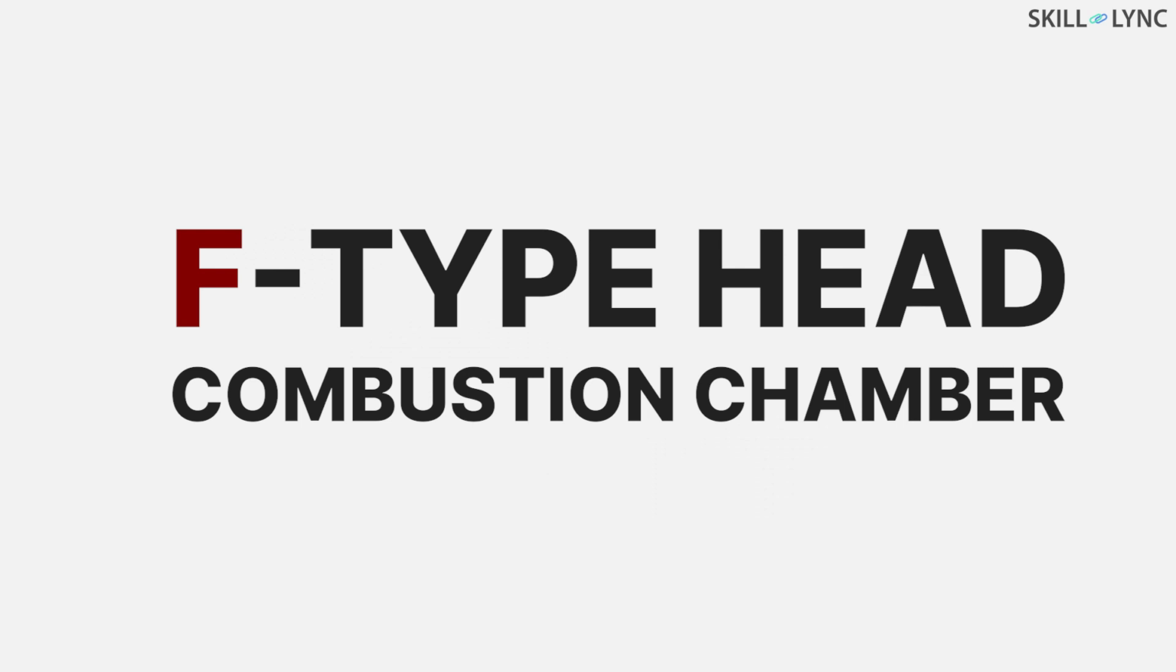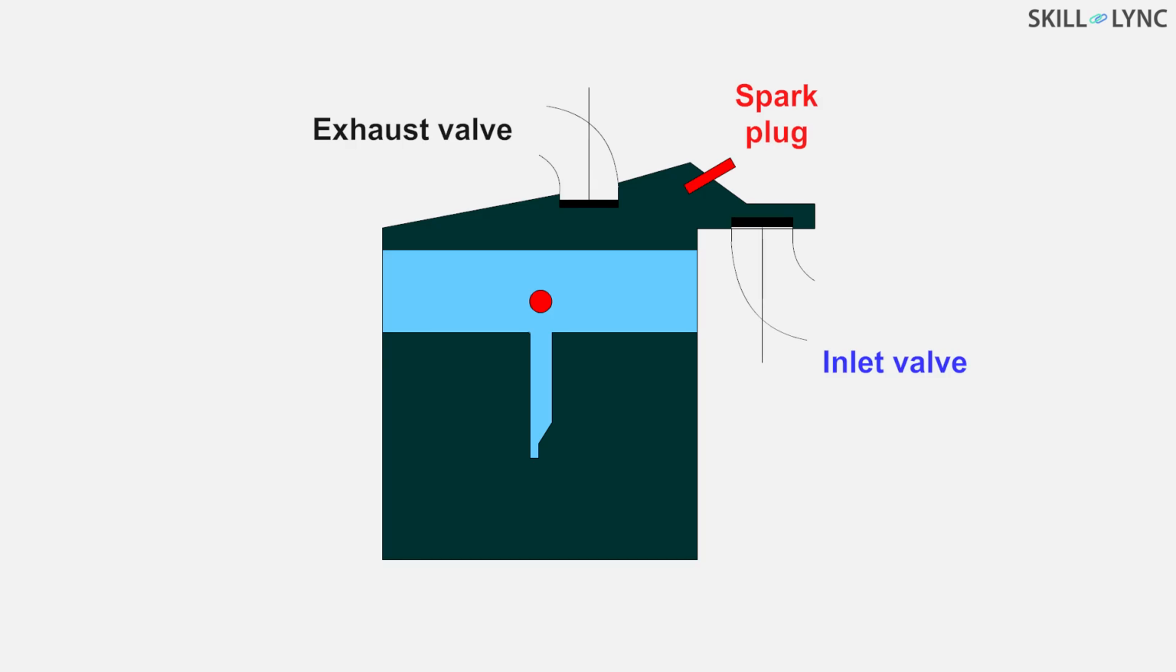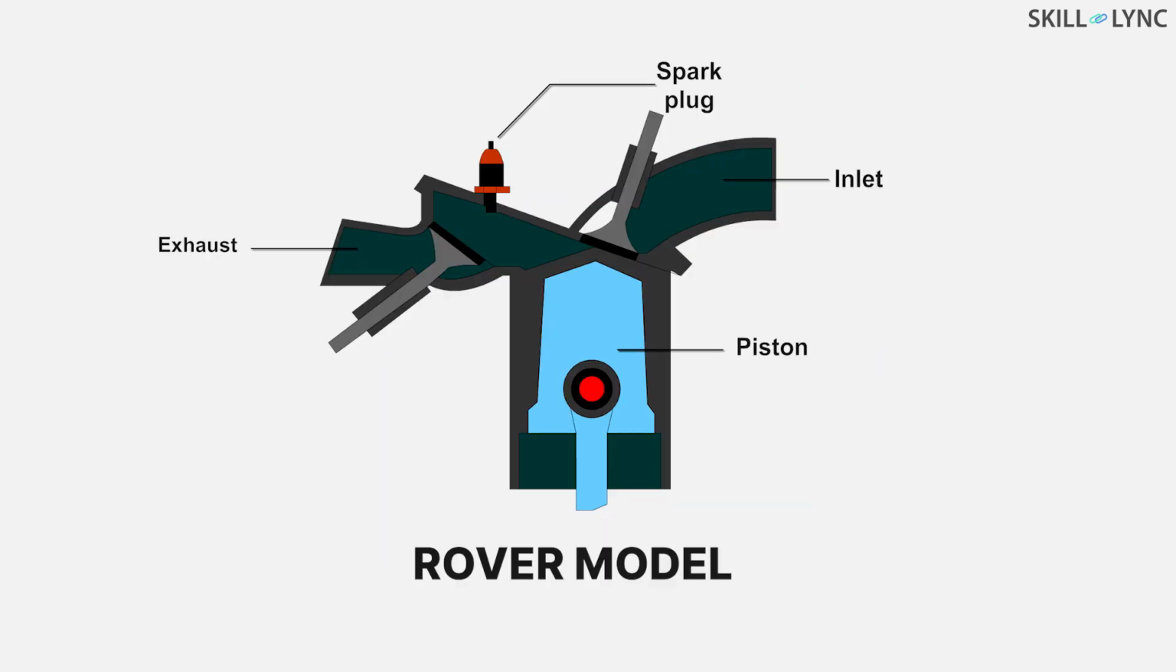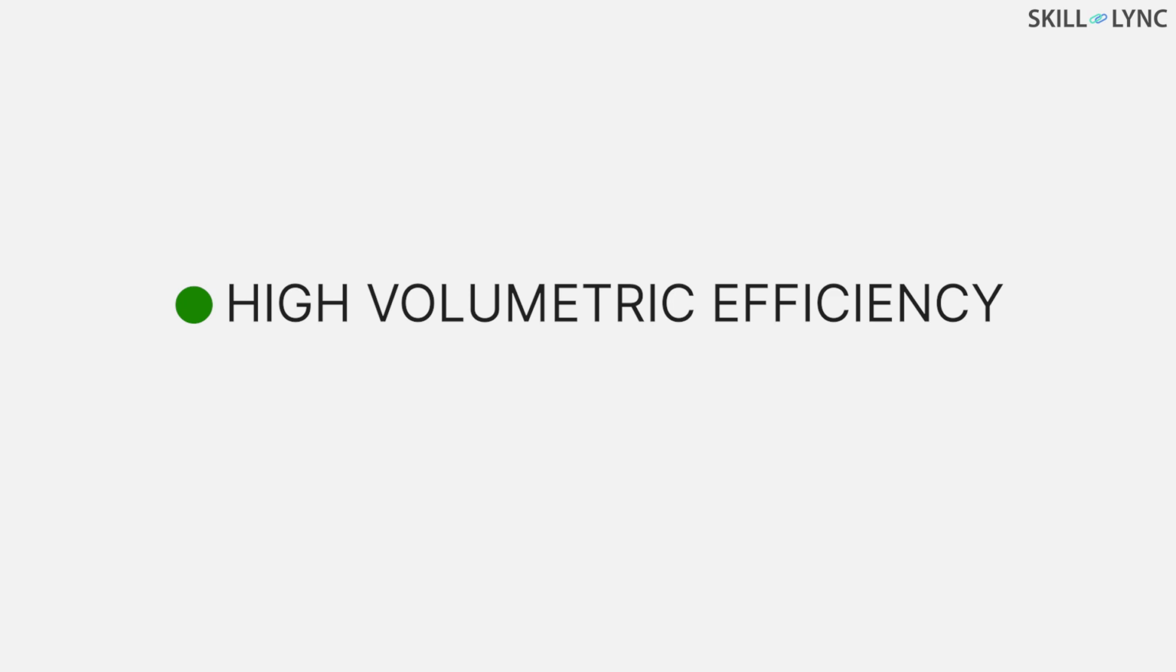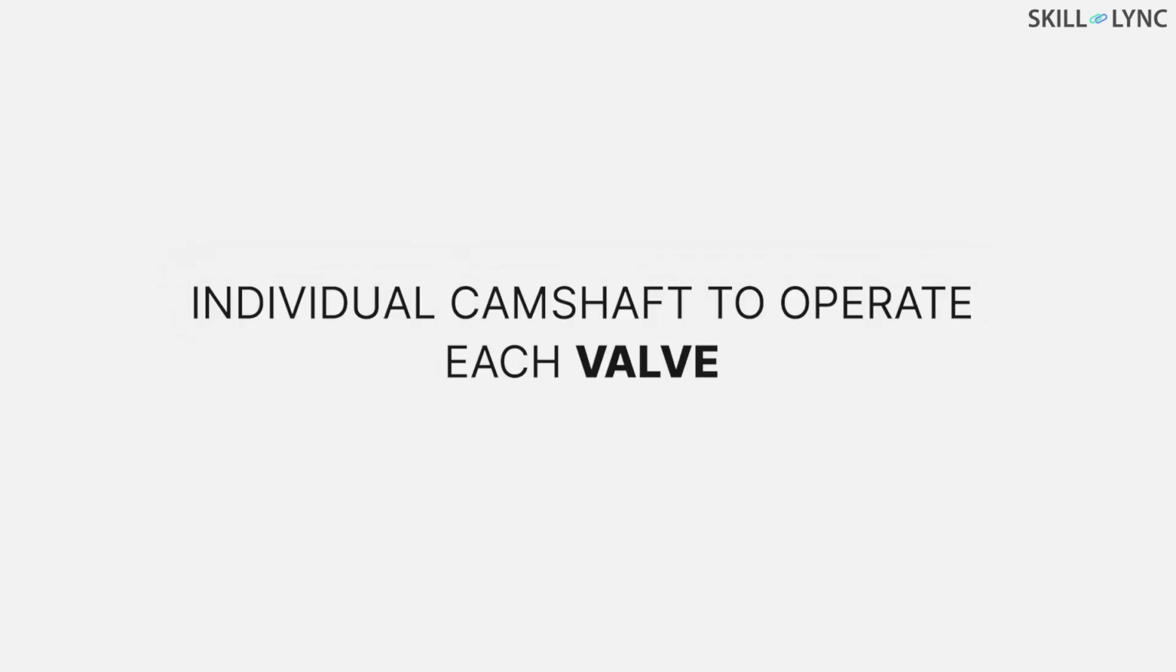The last type of combustion chamber is the F-type. This type is an intermediate between the L and I type head combustion chambers. It has an inlet valve at the cylinder head similar to the I type, and the exhaust valve on the cylinder block similar to the L type. The F-type chamber was successfully used by the Rover company and in Willys Jeeps. The advantages include high volumetric and thermal efficiency. But the location of valves demands individual camshafts for their operation, which is a disadvantage.